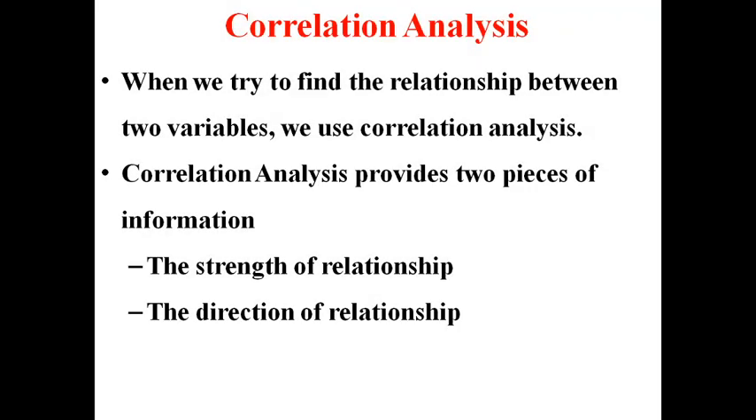Now what is correlation analysis? When we try to find the relationship between two variables, we use correlation analysis. So the use of correlation analysis is to find the relationship between the variables. Correlation analysis provides two pieces of information. The first one is the strength of relationship and the second is the direction of relationship. Strength means degree of relationship and direction means in which direction it is going, positive or negative.